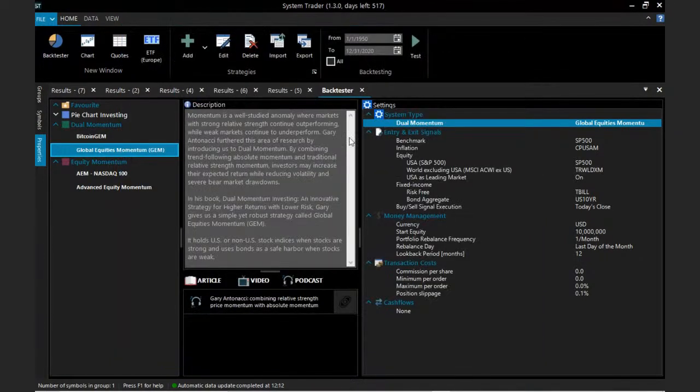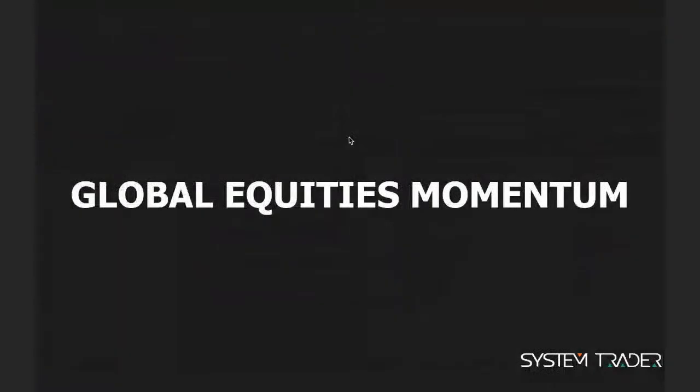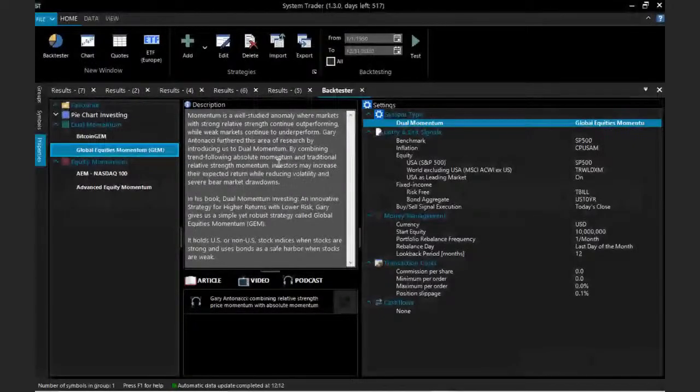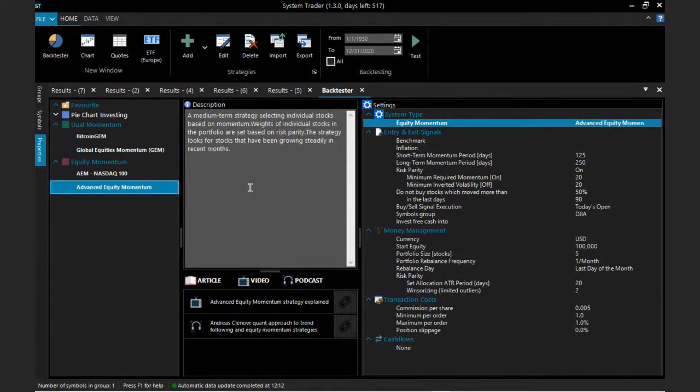So this is the global equities momentum strategy. And now the advanced equity momentum. This is so far the most advanced, in fact, really, as the name implies, strategy I have implemented. And that strategy is based on the idea taken from the book Stocks on the Move by, what was the name of the author? Andreas Clenow. It's a Swedish guy who's living in Switzerland, and he's running some hedge fund there.